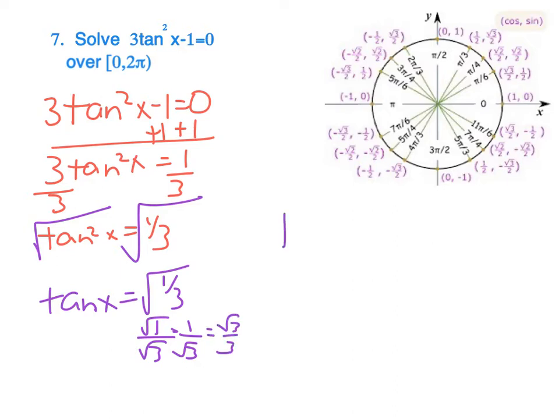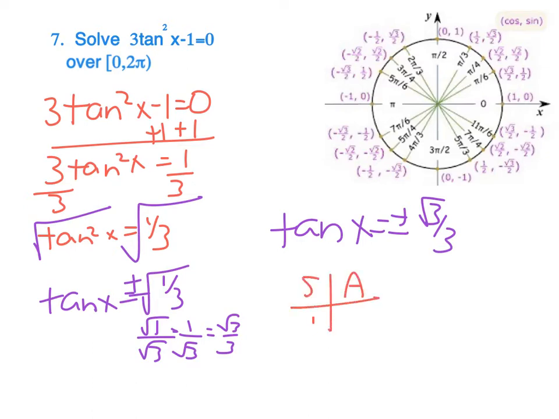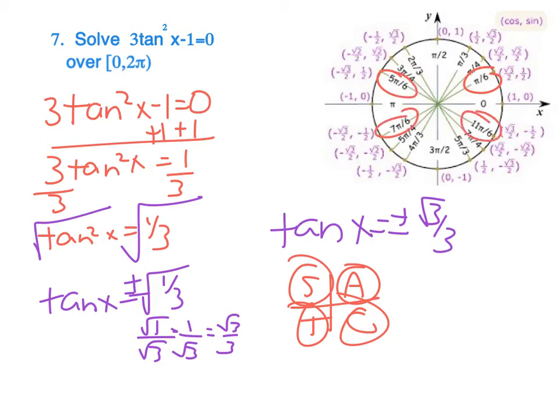So I'm looking for where tangent of x equals plus or minus square root of 3 over 3, and I forgot my plus or minus. In that case, since there's no restrictions, you need to give me all 4 answers. And so tangent is square root of 3 over 3 at all of your 30-degree reference angles. So it'll be at pi over 6, 5 pi over 6, 7 pi over 6, 11 pi over 6.